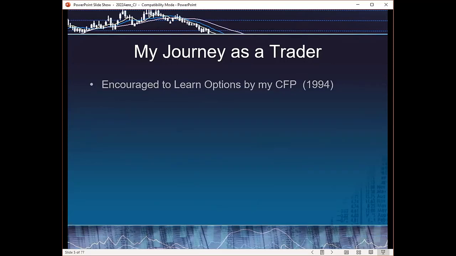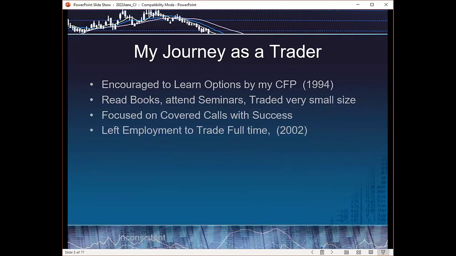So basically, I'm going to try to give you a real quick story of what got me to where I'm at here and why. It'll make a little more sense as we go deeper. First, I had a financial planner recommend to me, well, why don't you learn about options? Okay, so I did. I read all kinds of books, went to seminars, and I even traded occasionally in small size.